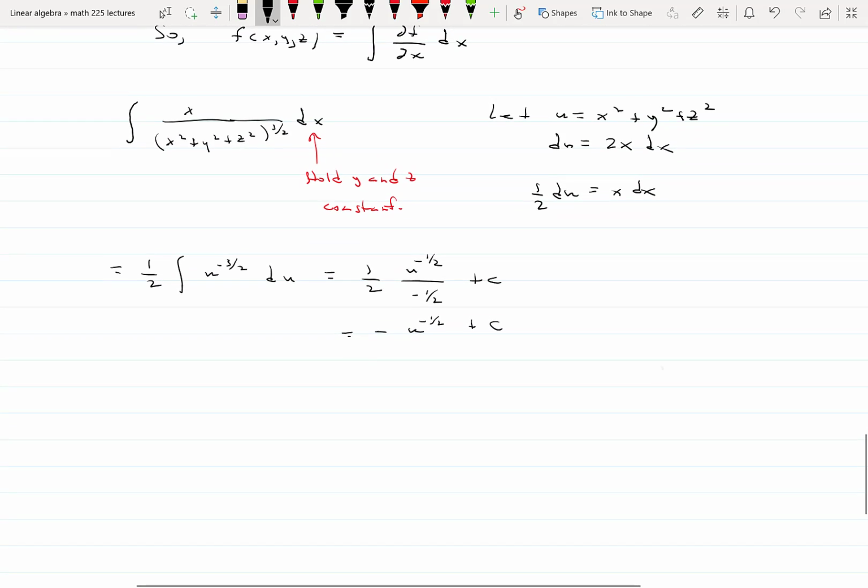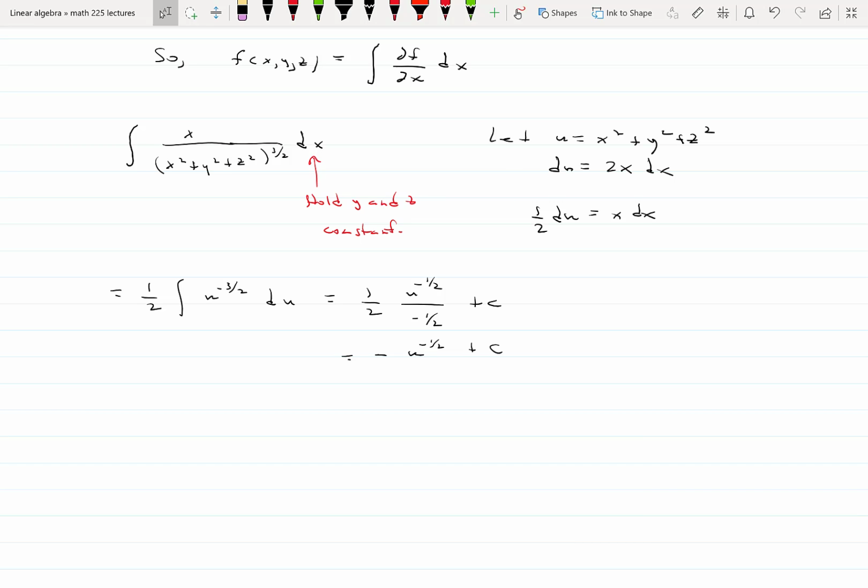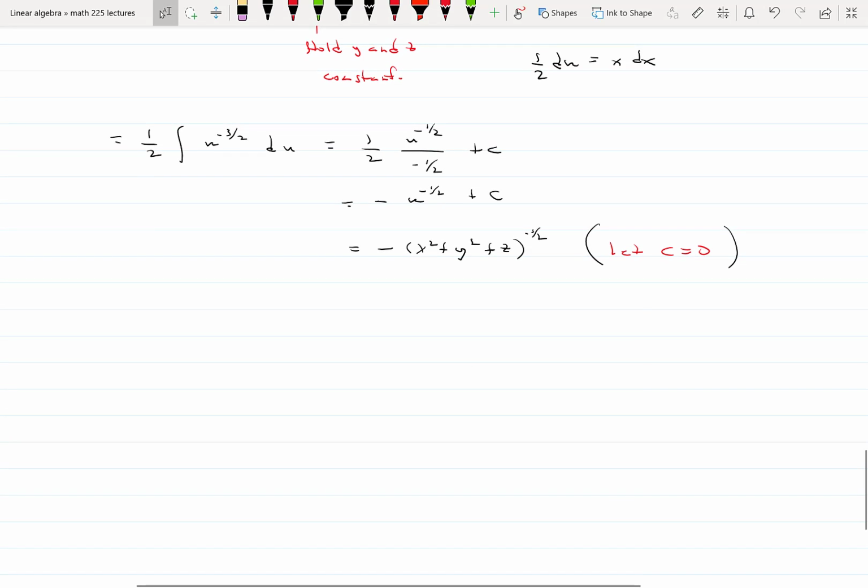Okay, now we're looking for a single potential function. We're looking for one potential function. When we do this antiderivative, we're constructing a whole bunch of potential functions. So I'm going to let c equal 0, because I'm only looking for a single function whose gradient is the vector field. I'm only looking for one potential function.